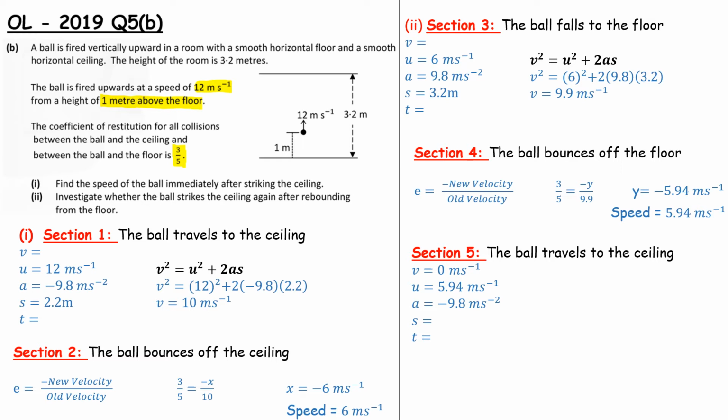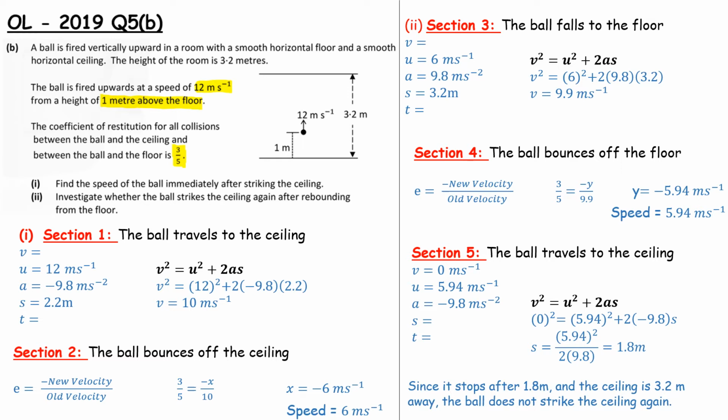So I'm going to work here and try to understand the max height, which is S. So I'm going to use V squared is equal to U squared plus 2AS again. And I'm going to sub in and look for S. So S works out about 1.8 meters. Based off that, that's less than 3.2, which means it will stop about 1.8 meters up. And that basically tells us that the ball will not strike the ceiling again. So make sure you answer the question as you were asked.